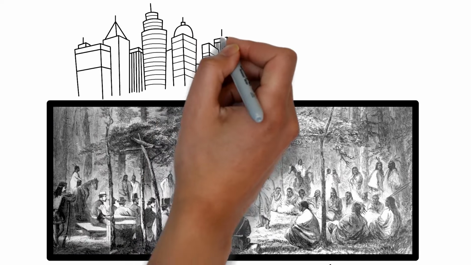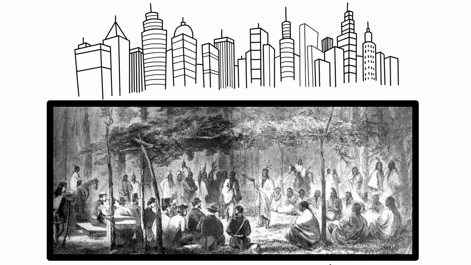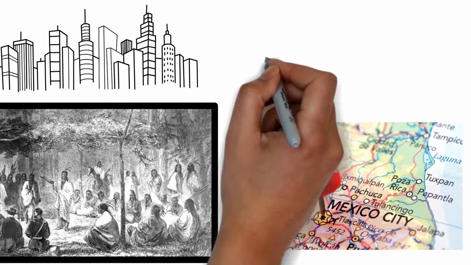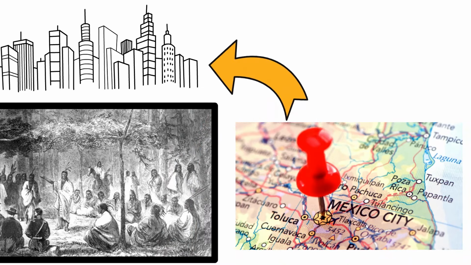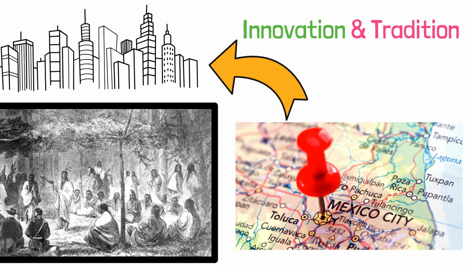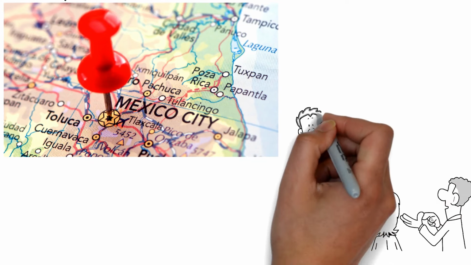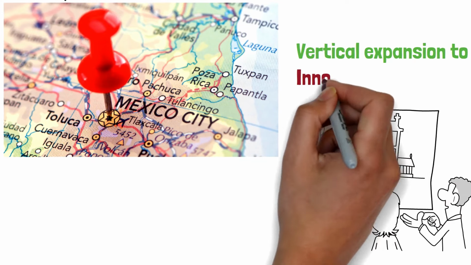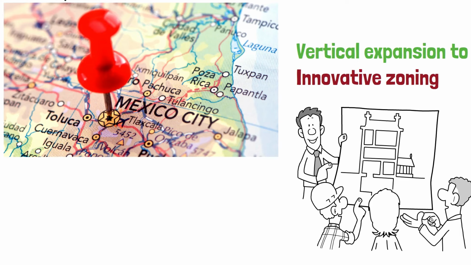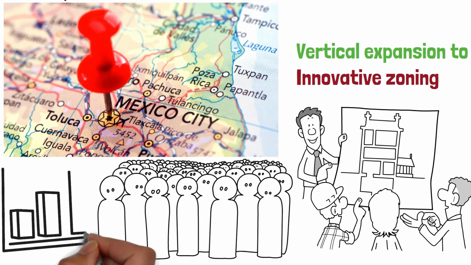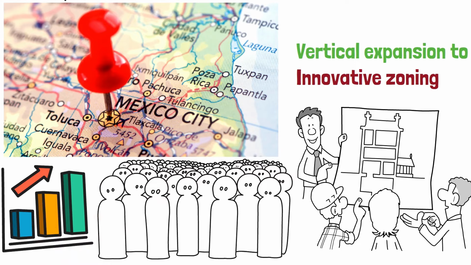Fast forward to the present, where a fresh palette of urban development strategies paints the picture of modern Mexico. Metropolises like Mexico City are beacons of contemporary urban planning, where innovation and tradition dance in rhythmic harmony. These strategies are the architects of Mexico's evolving urban landscape, from vertical expansion to innovative zoning. They shape the lives of millions, offering a glimpse into a future where growth and sustainability merge.